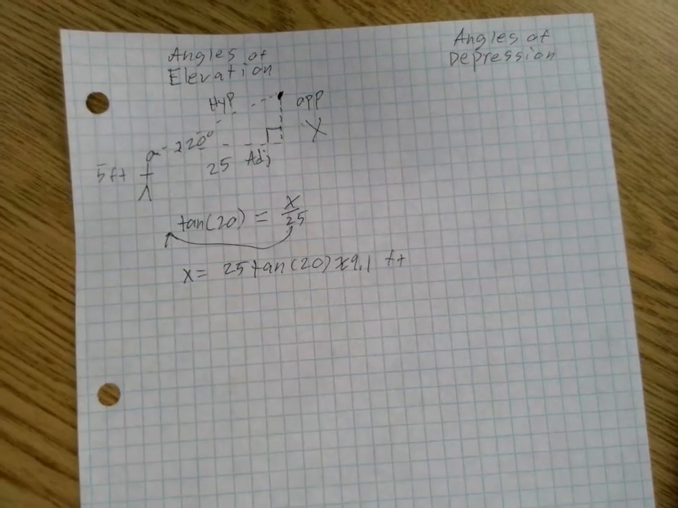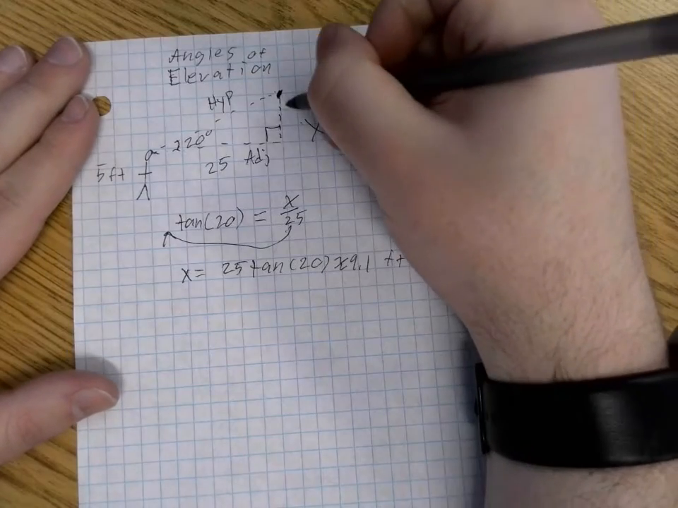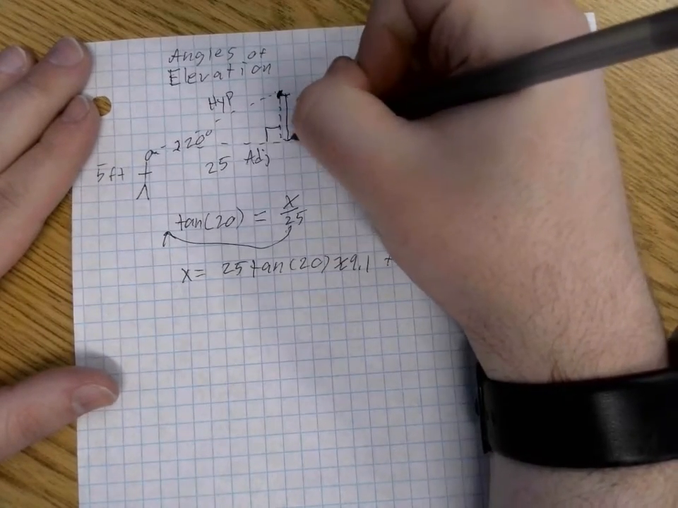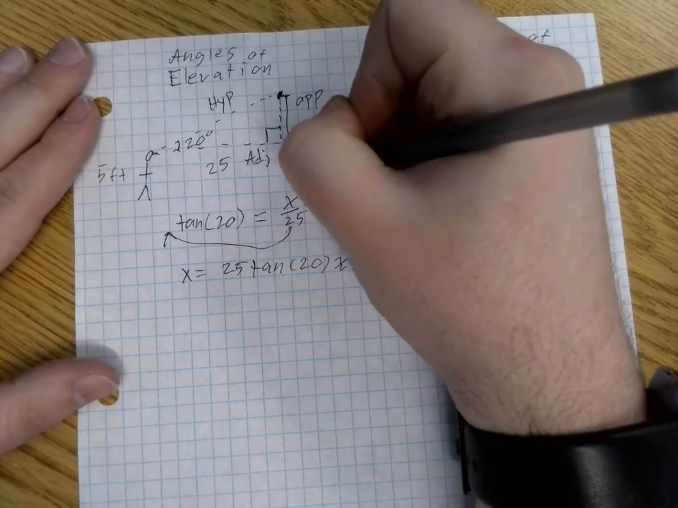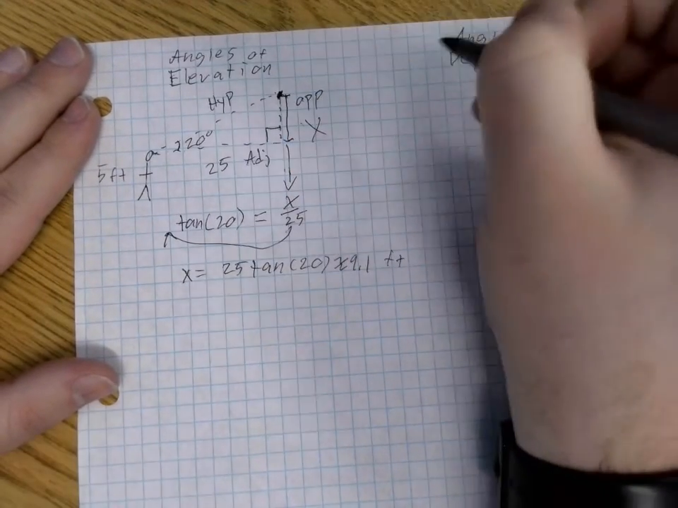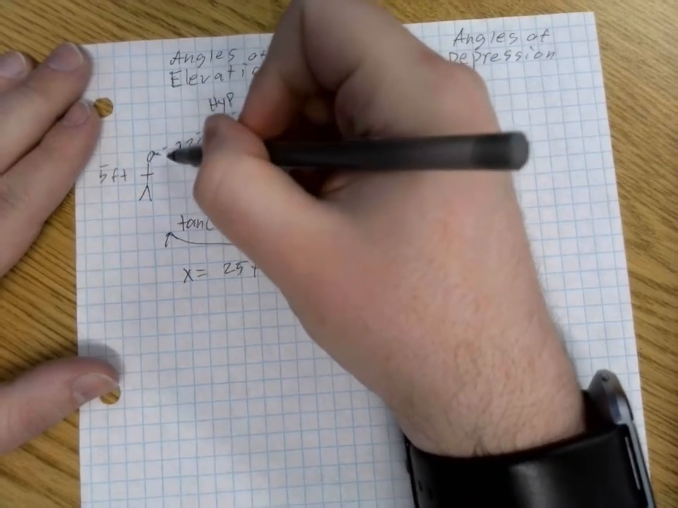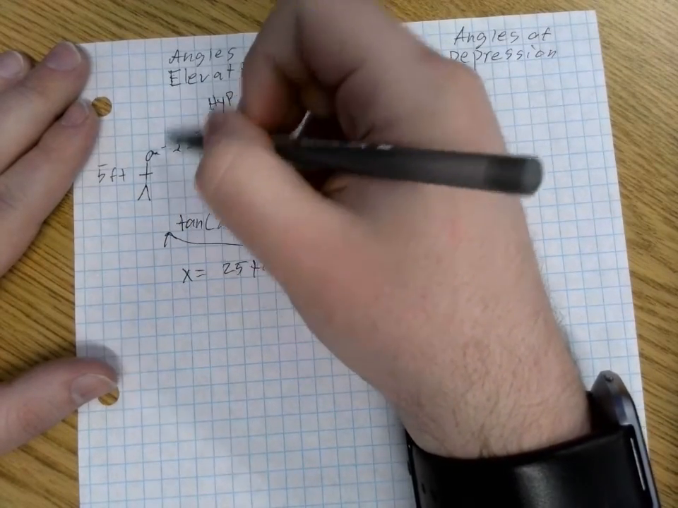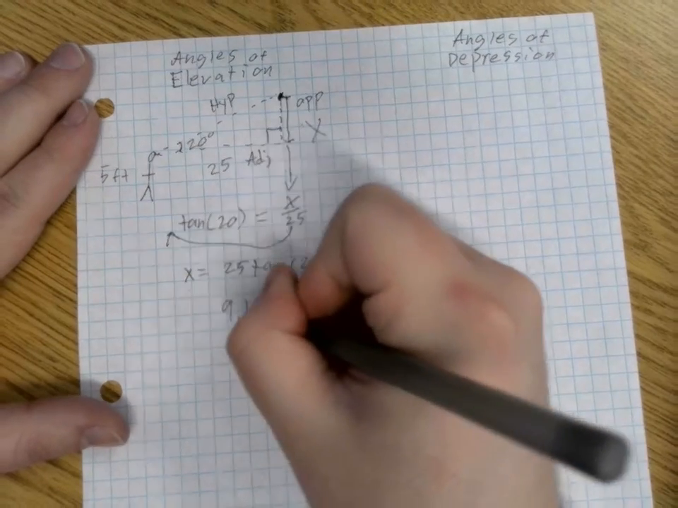But this is actually a trick problem because x here is only representing this portion of the tree. And the thing is, the tree actually continues all the way down to the ground. Because remember, his eyeballs are not on the ground. They're in the air. So this additional 5 feet here actually comes into play.